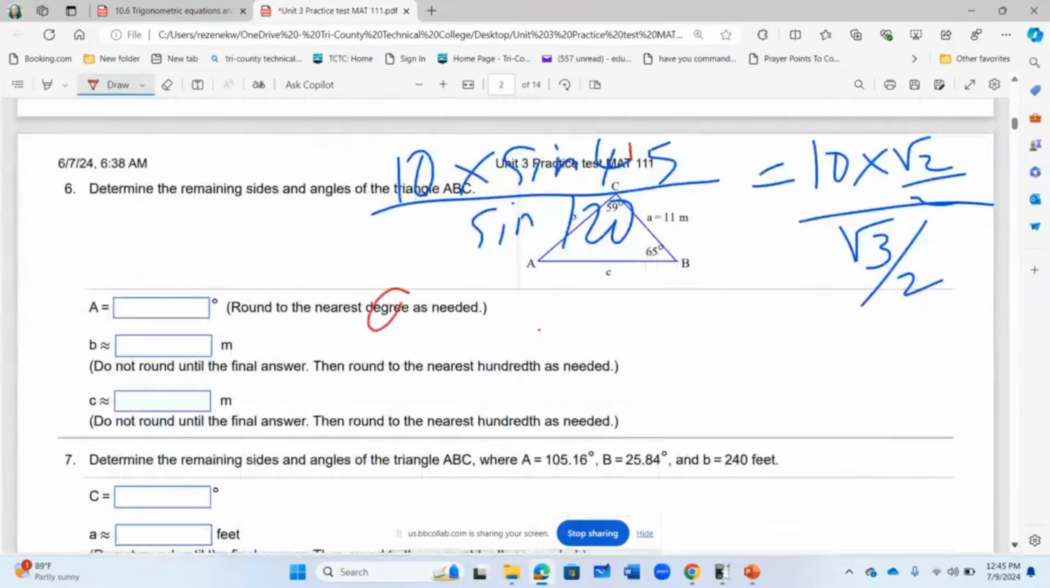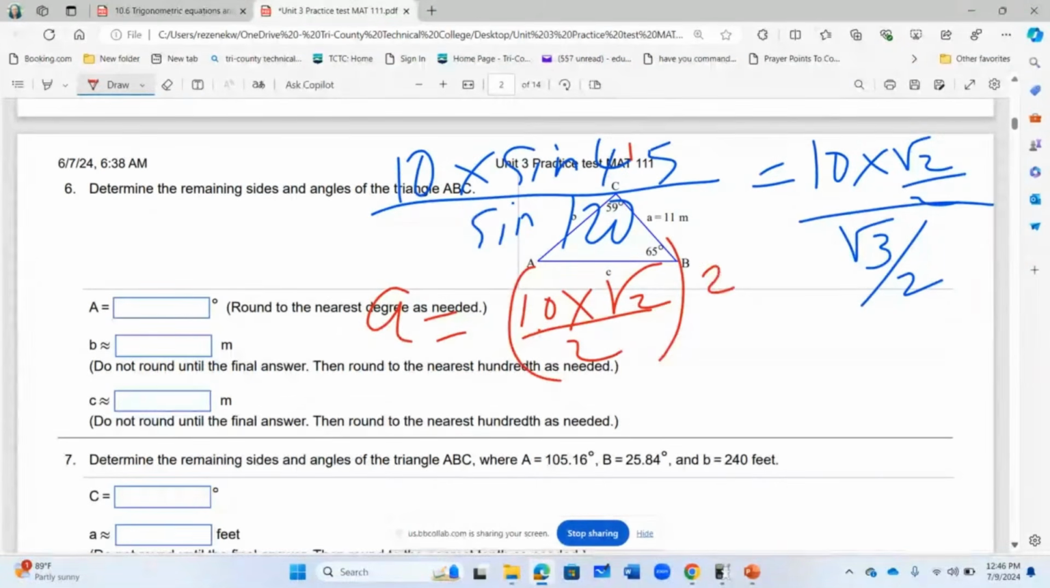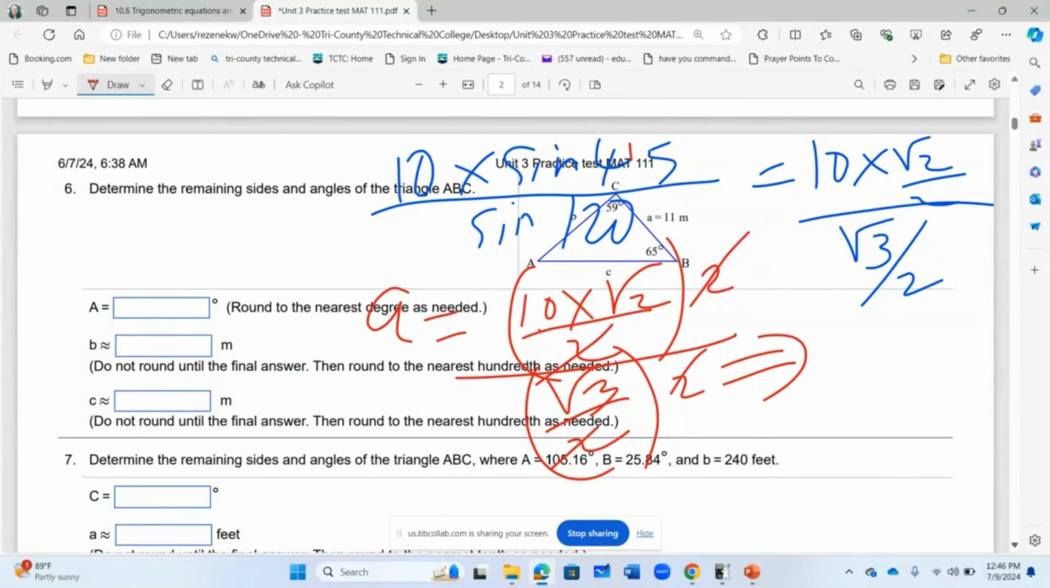So my A is equal to numerator 10 multiplied by root 2 over 2, multiply everything here by 2, divided by root 3 over 2 multiplied by 2. I think this is the way I like to clear fractions. This will go with this, and this will go with this. So now in the numerator, A implies 10 root 2 over root 3.